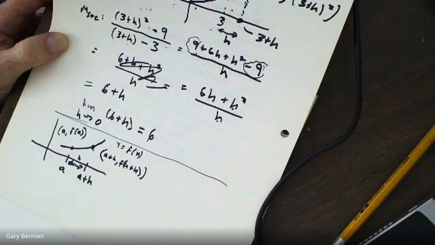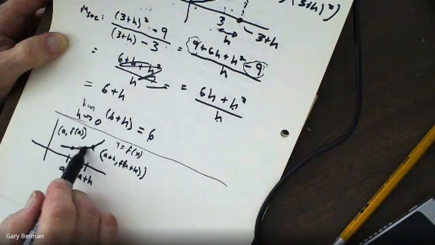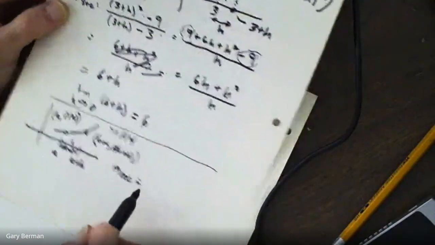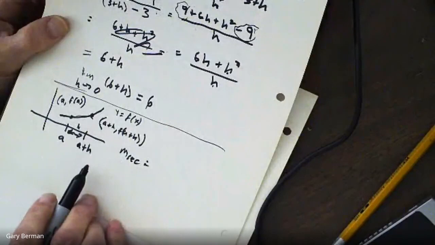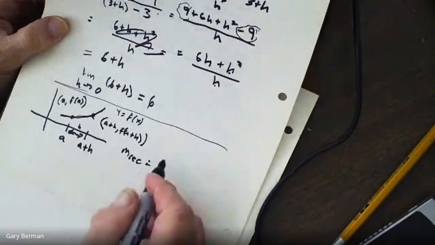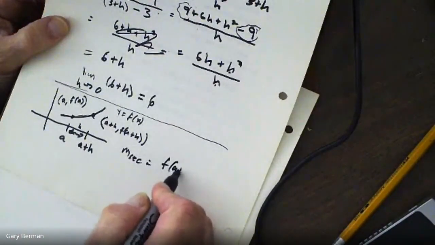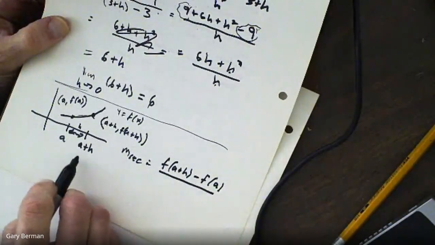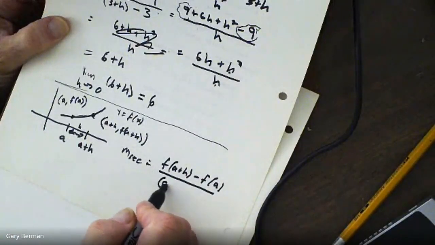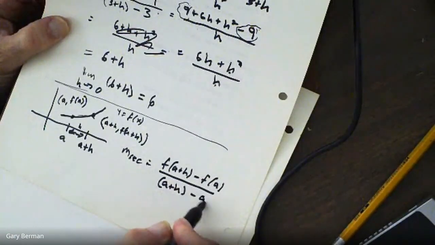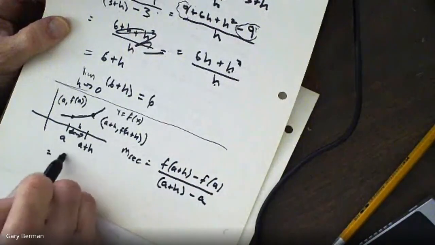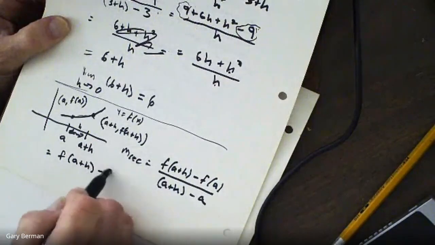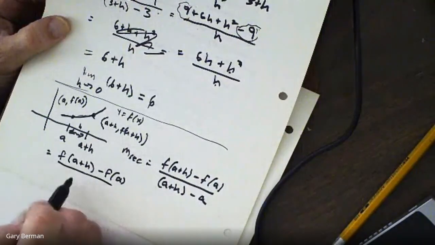And remember, we're going to connect and make a secant line and get the slope of the secant line. Well, we need the change in y divided by the change in x. The change in y is going to be f of a plus h minus f of a, over the change in x, which is a plus h minus a. And the bottom simplifies, so the top is still f of a plus h minus f of a, over h.